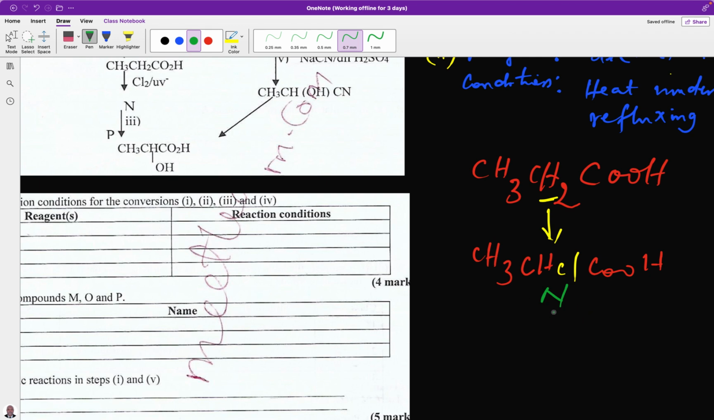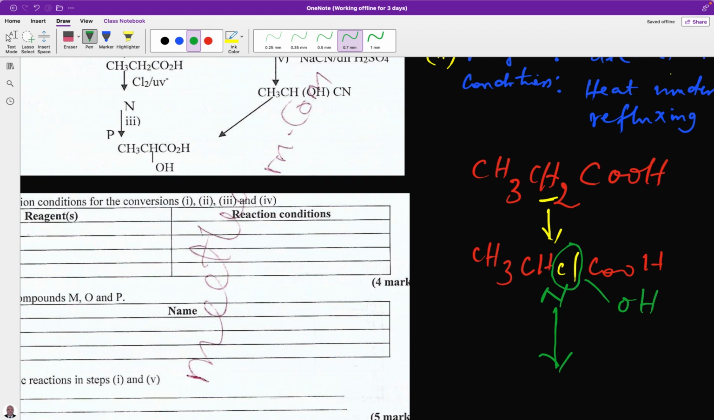This compound N will undergo a reaction to form what we call P. P is 2-hydroxypropanoic acid. So something is done here to substitute the chlorine with a hydroxyl group. And that is the condition they are asking us to give now. What condition is required for the substitution of this compound N?